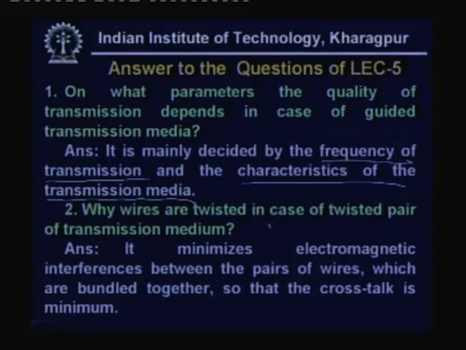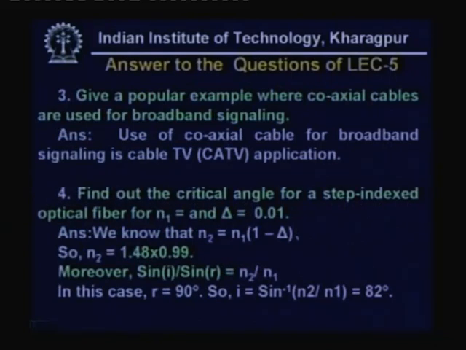Why wires are twisted in case of twisted pair of transmission media? That was the second question. As I have discussed in the last lecture, it minimizes electromagnetic interference between the pairs of wires which are bundled together so that the crosstalk is minimum. Third question was, give a popular example where coaxial cables are used for broadband signaling. One popular use is cable TV, you are familiar with, that is where it is used.